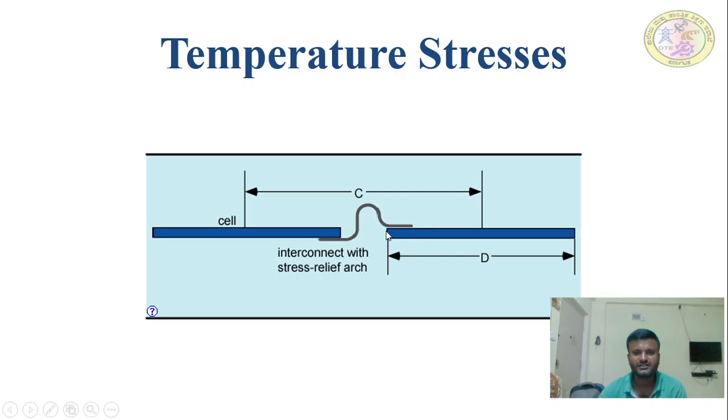What is this arch? See, the animation itself is showing that whenever there is a change in temperature, it undergoes expansion or contraction. Due to expansion, what happens? Stress will be induced without this stress relief arch. So that's why in every road deck slab, there is a gap. We can see that. So that gap, what does it indicate? There is a change in temperature, and it undergoes expansion and contraction. To overcome the effect of temperature stresses, we are giving a gap between them.